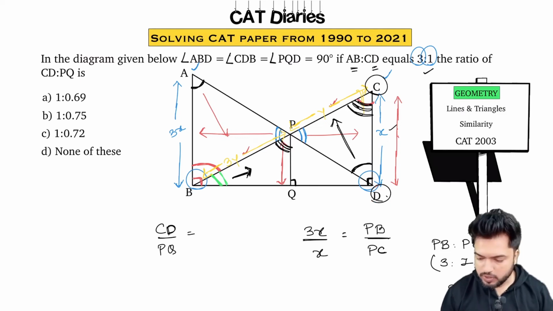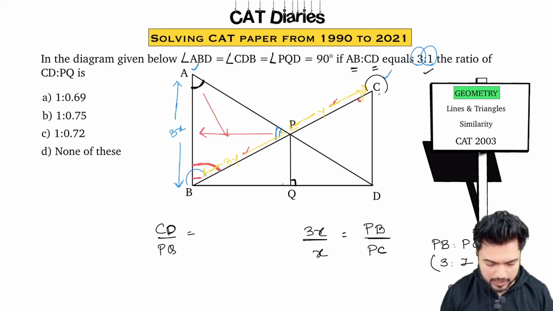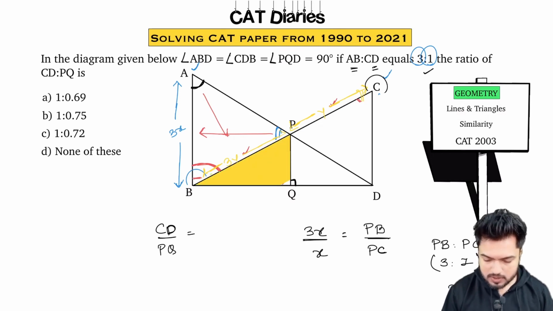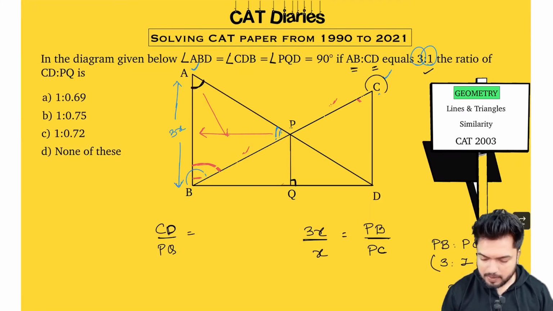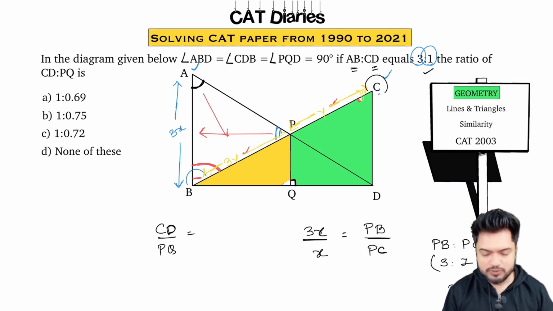In case you're not able to visualize, let me just color them, because there are so many things written here that you might get confused. We know everything. We need to find out CD upon PQ. So I'm looking at these two triangles now, one of them is this yellow one, and I'm comparing it with this green one. This green one is being compared with this yellow one. These two triangles are similar.